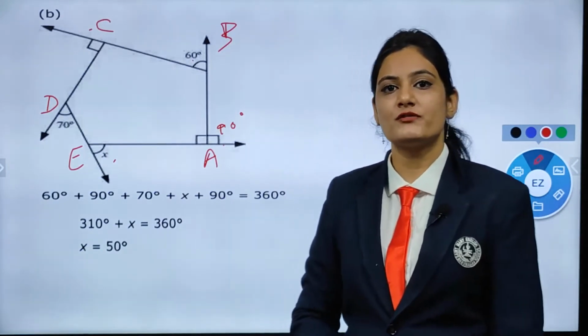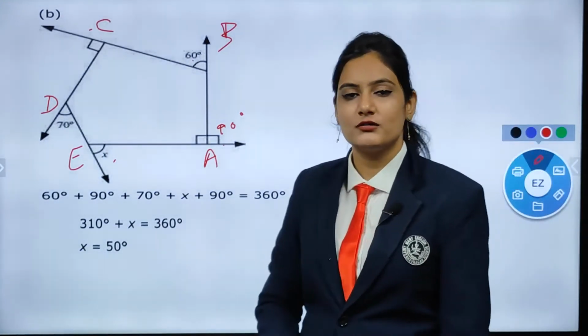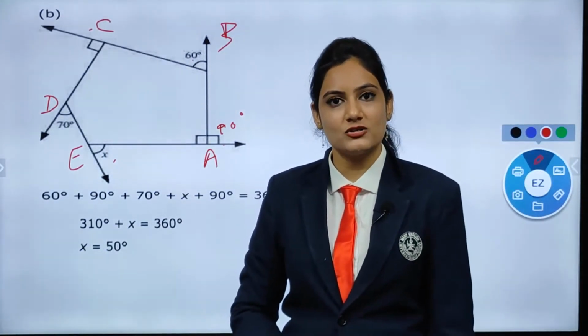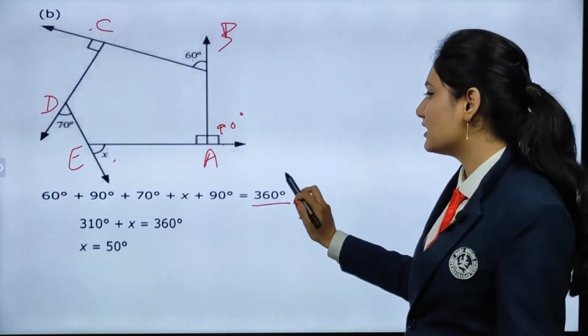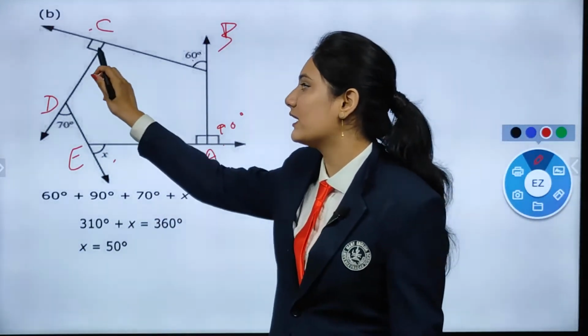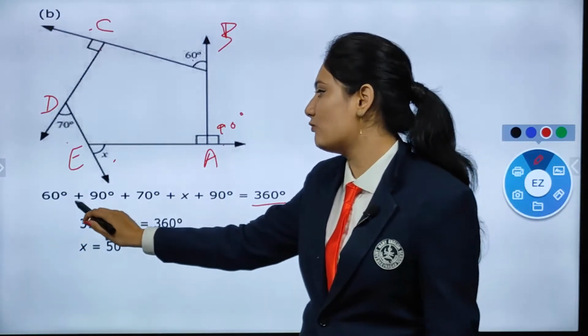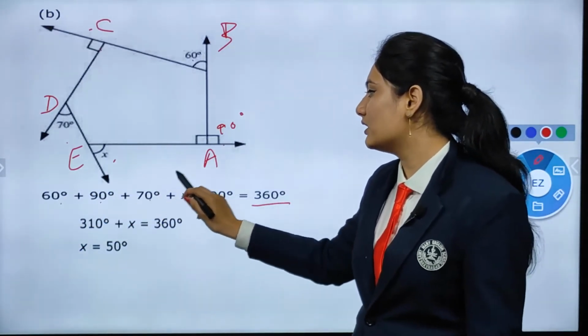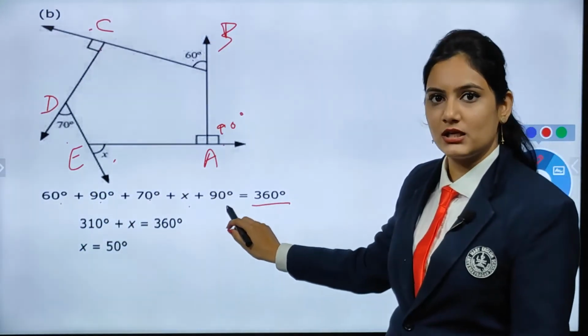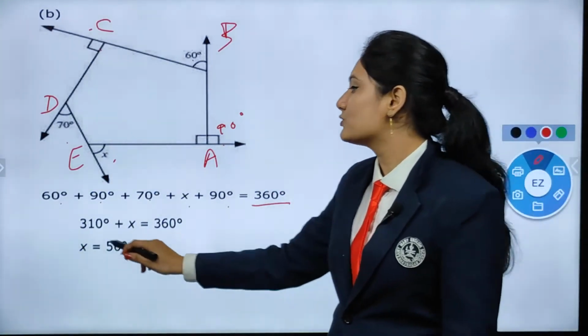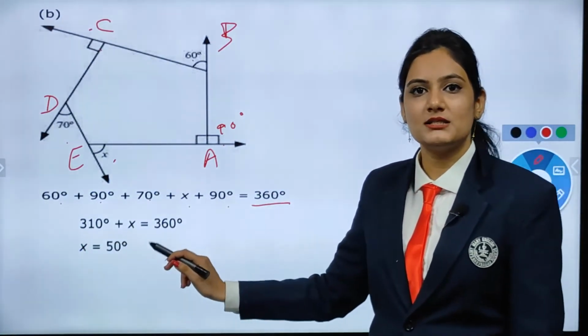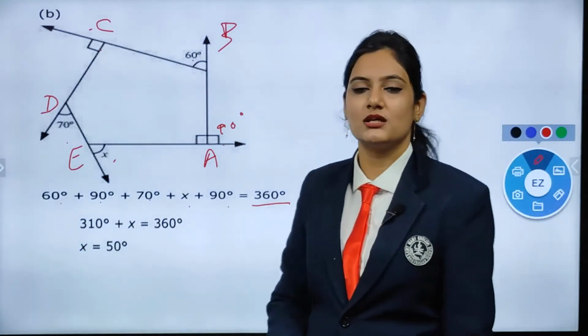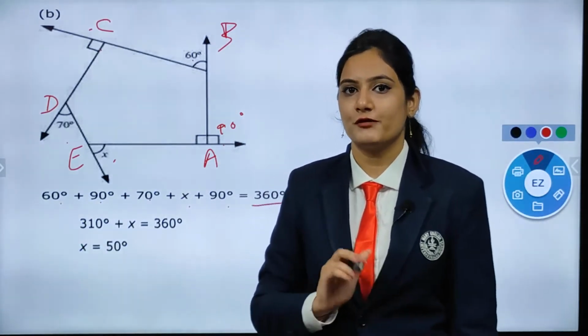So how many number of sides are there here? 5. Sum of all exterior angles of a polygon is equal to 360 degrees. So what you will do, just add all the exterior angles. So it will be what? 60 degree, 90 degree, 70 degree plus x plus 90 equal to 360 degree. So it is 310 plus x is equal to 360 degrees. So x value is equal to 50 degree.